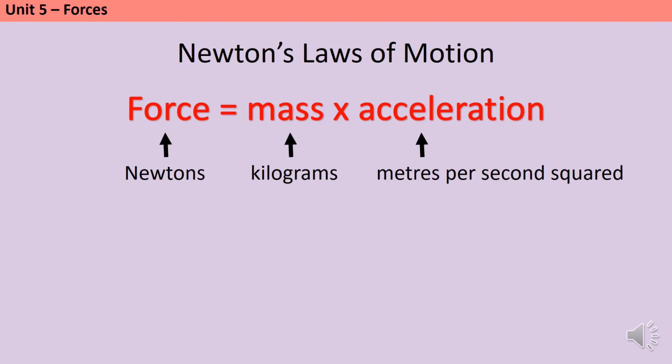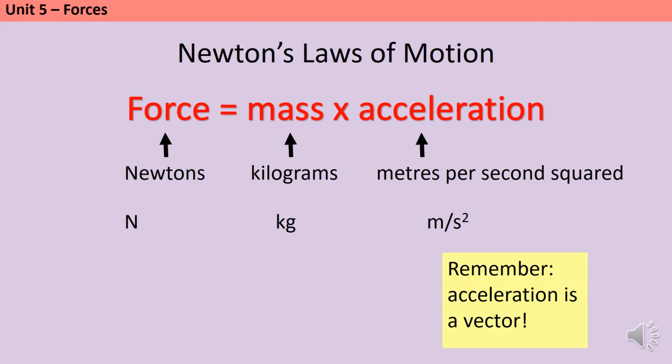So, force is measured in newtons, mass is measured in kilograms, and acceleration is measured in meters per second squared. And for shorthand, that's a capital N, a little kg, and a m/s squared. Remember, acceleration is a vector, which means that it has both a magnitude and a direction. So although in everyday life when we say acceleration we mean getting faster, in physics it's entirely possible for it to mean getting slower. And if that's the case, then we'll show it with a negative number.